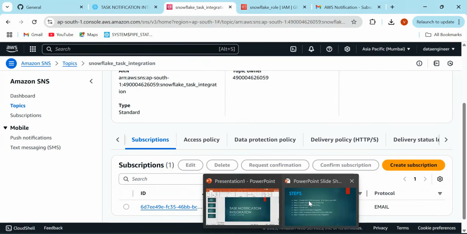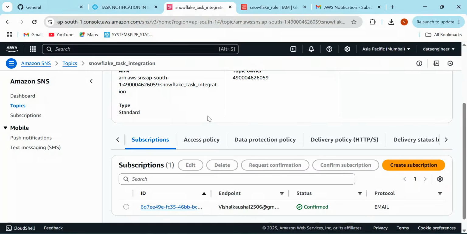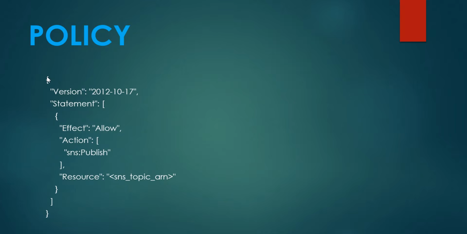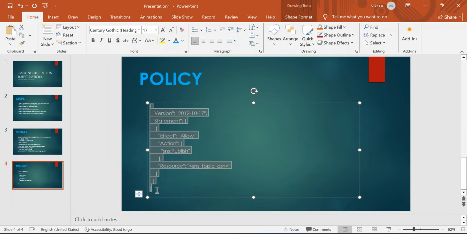Now moving ahead with the third step, which is to go to IAM and create policies. For this policy, you will find that we need to use this entire version block, and we are going to give the action as SNS publish. I will convert this policy into JSON, and then you can simply paste it over here. You will just watch me how I'm doing it. So I'm just going to copy this one.